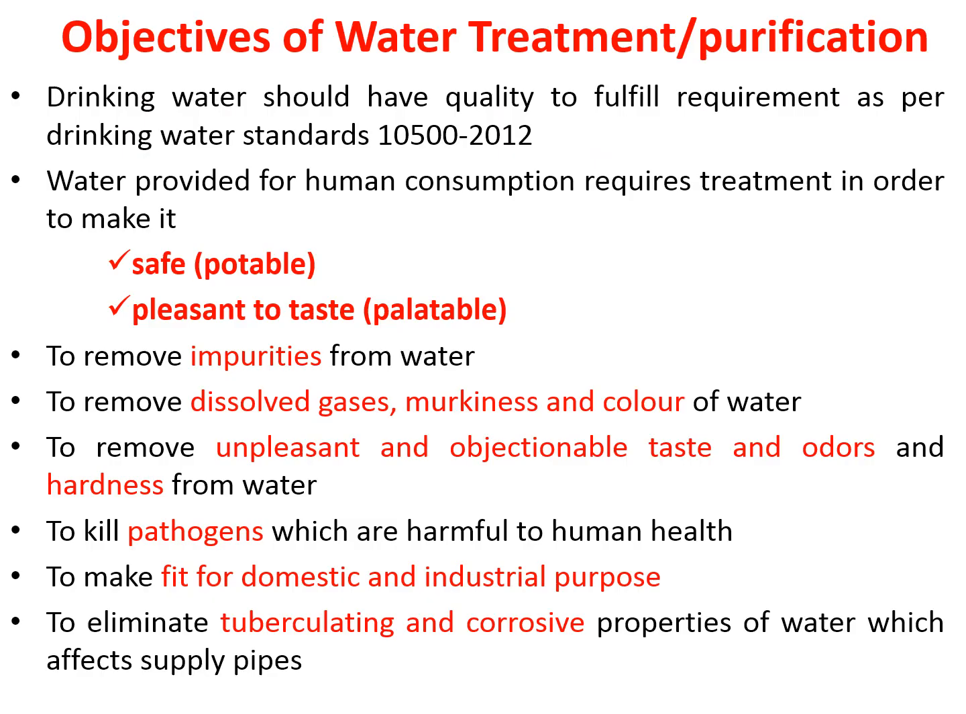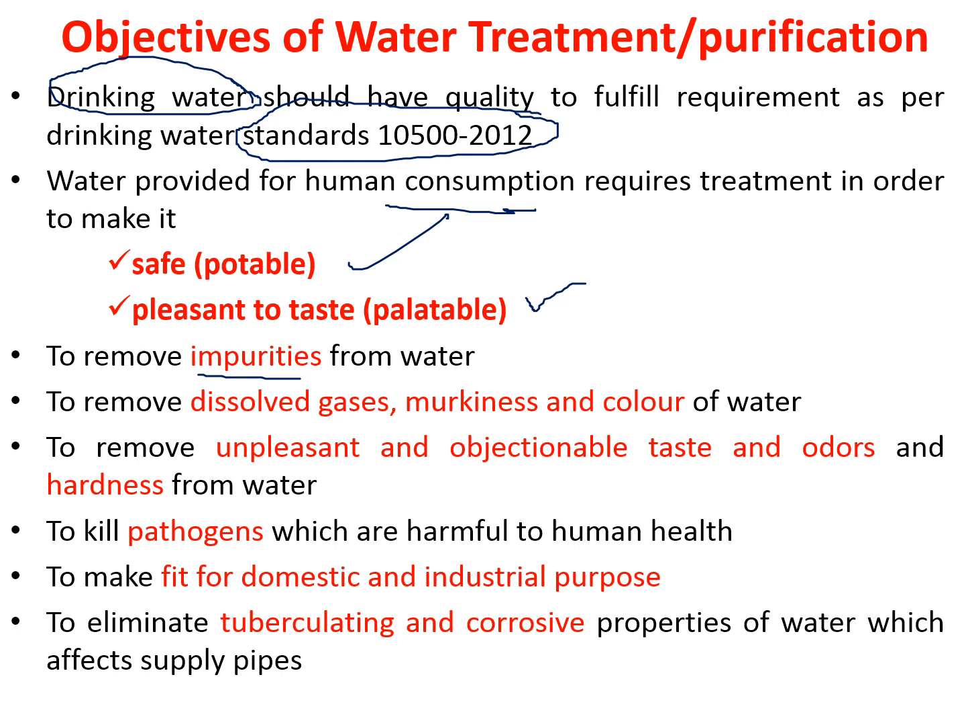Before understanding the flow diagram of the water treatment plant, we have to understand the objectives of the water treatment plant, that is, why we have to treat our water. So first thing is that as we are going to supply it and we are going to drink that water, the quality of water after treatment should fulfill the drinking water standard requirement, that is 10500 2012. So whatever water is treated in your treatment plant should be safe and pleasant to taste. It should not have any impurities. It should be able to remove all the dissolved gases, murkiness and color from the water, and to remove unpleasant and objectionable taste and odors and hardness from the water.